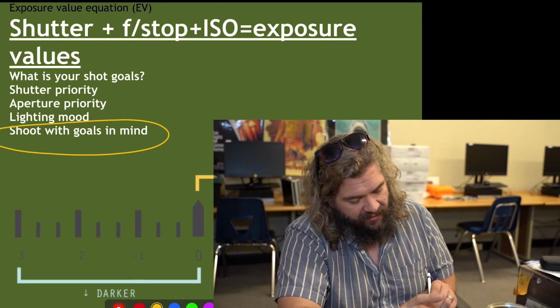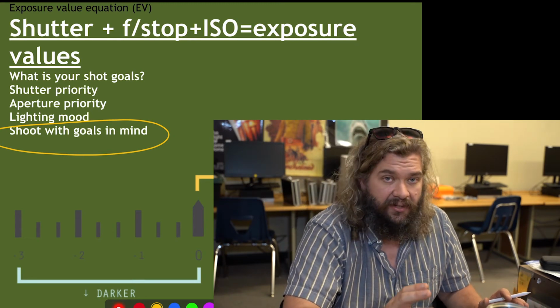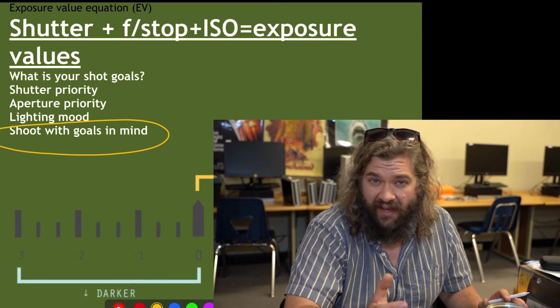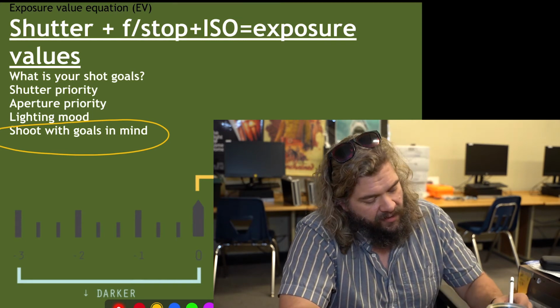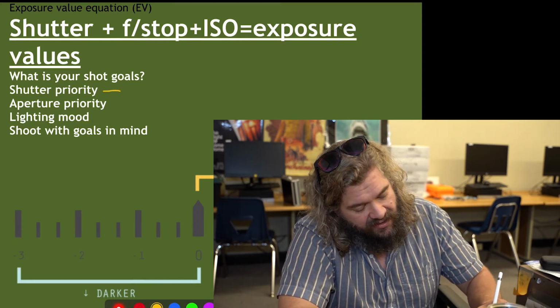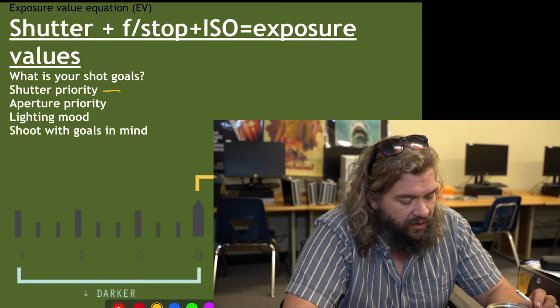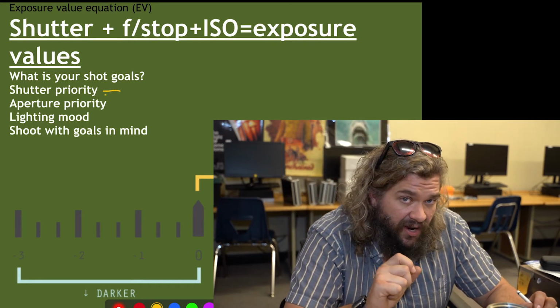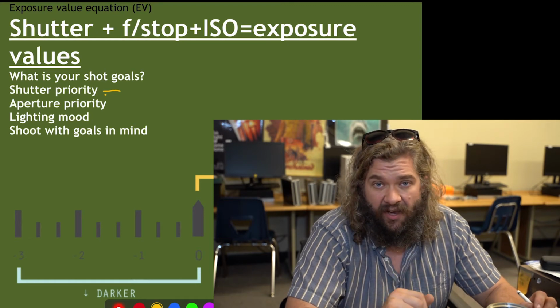Now, if you're in beginning class, you're gonna use preset modes. If you're in advanced class, you should be using manual. So for this one here, set it to TV for shutter priority. Set your dial mode to TV, time value priority.